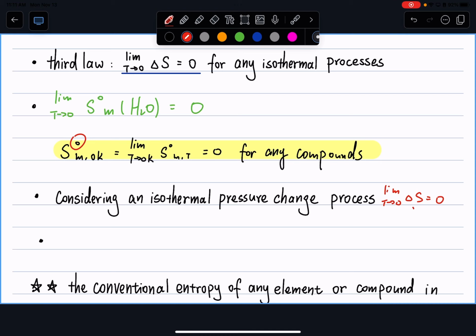Or the other way to put it is we can further simplify it so that the molar entropy for any substance when the temperature approaches 0 is equal to 0. All right, and not only molar entropy. I mean, if molar entropy is 0, then your entropy also equals 0 at 0 K.